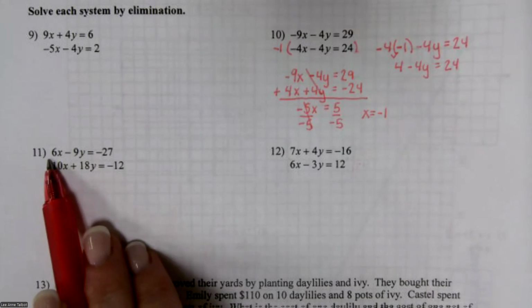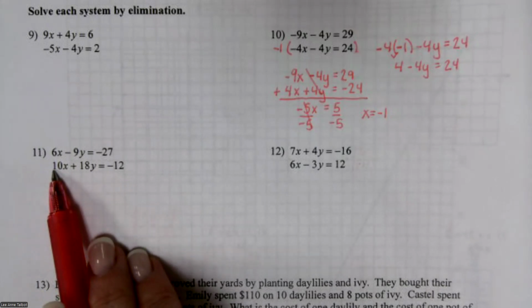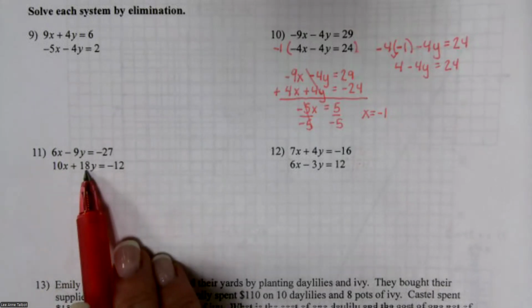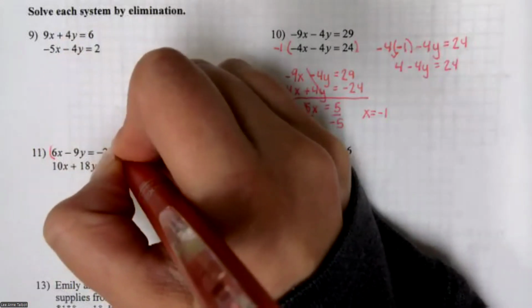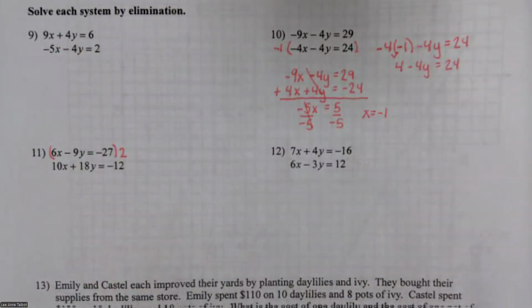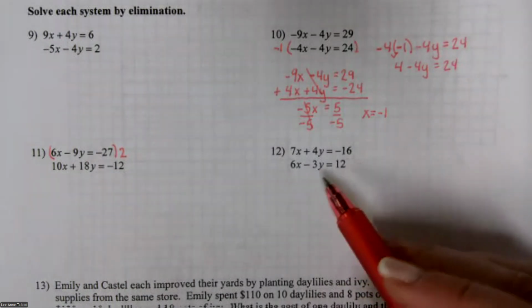Here's my question. Does 6 go evenly into 10? No. Does 9 go evenly into 18? Yes. How many times? 2. So you want to multiply the top equation by 2. I'm going to let you go on that.